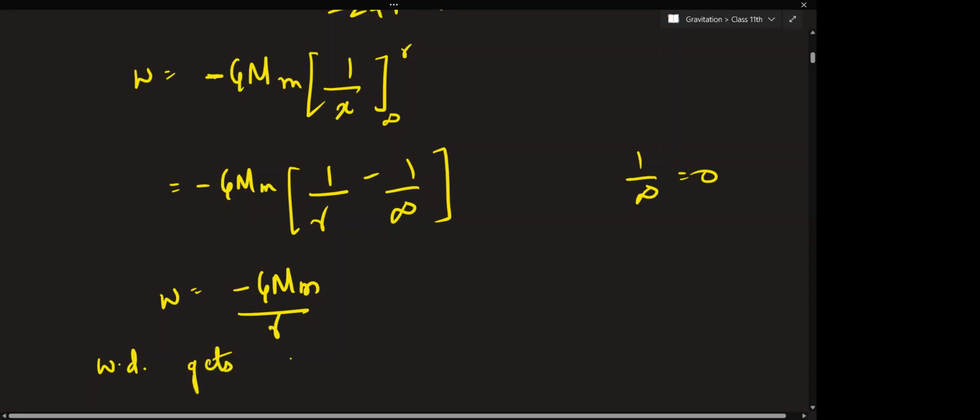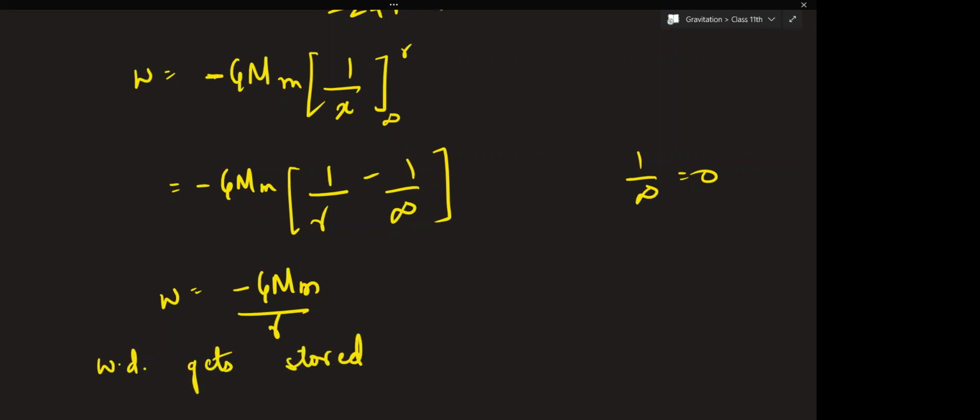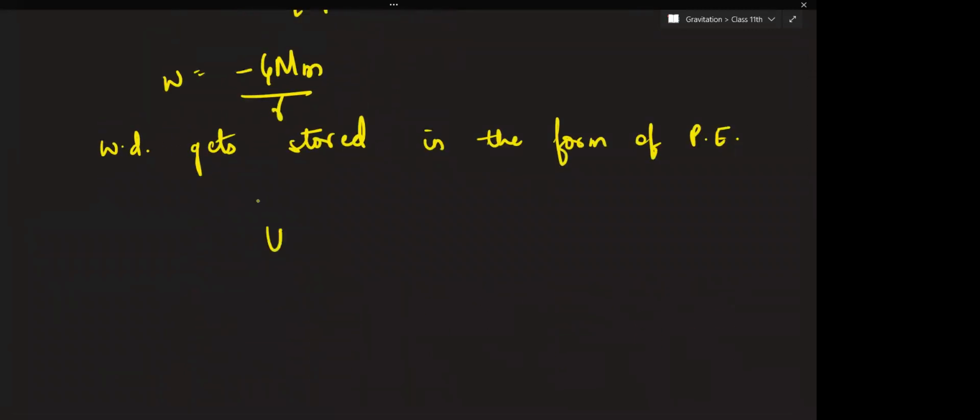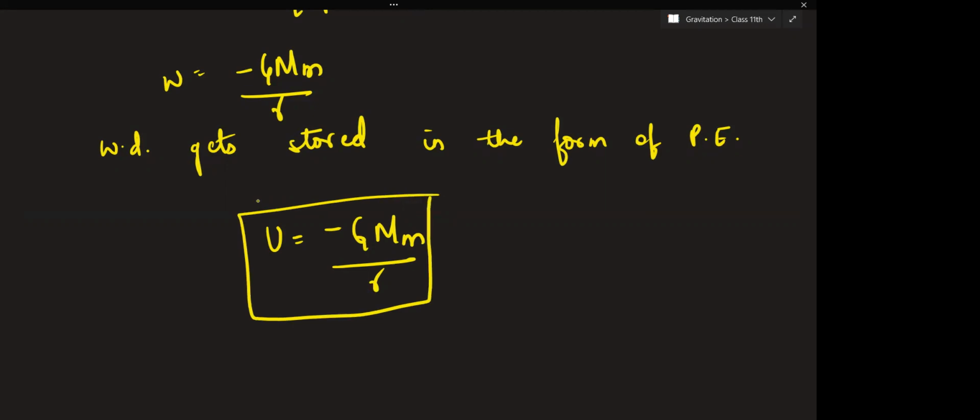And this entire work done gets stored in the form of potential energy. This is the concept that you have already studied. Now you are applying it. So now this entire formula, W is equal to minus G M m by r, actually becomes the formula of potential energy. So force was minus G M m by r squared and potential energy is minus G M m by r. Fine? Or whatever be the mass, let's say any mass you take, m1 separated from m2, the separation is r.